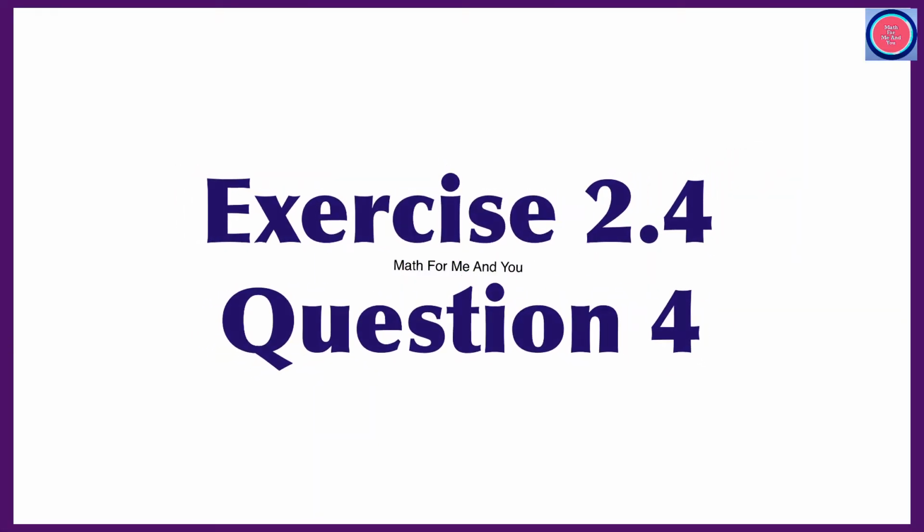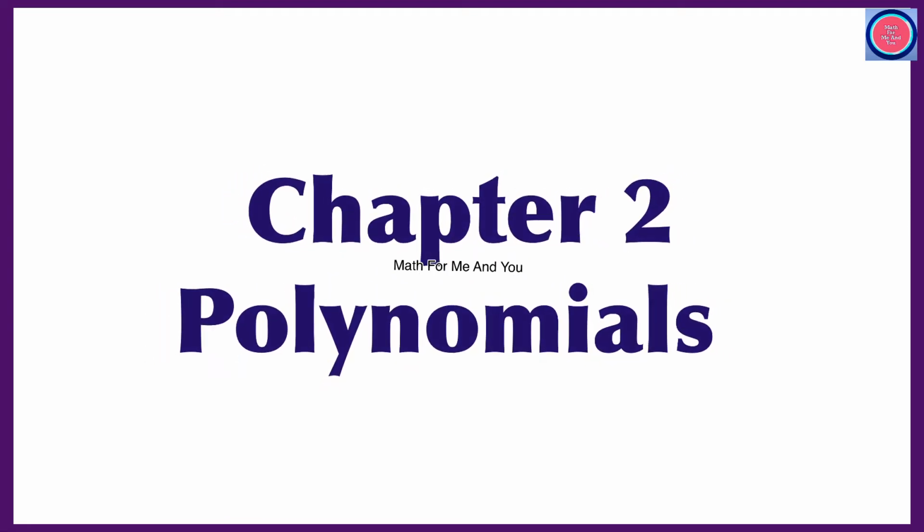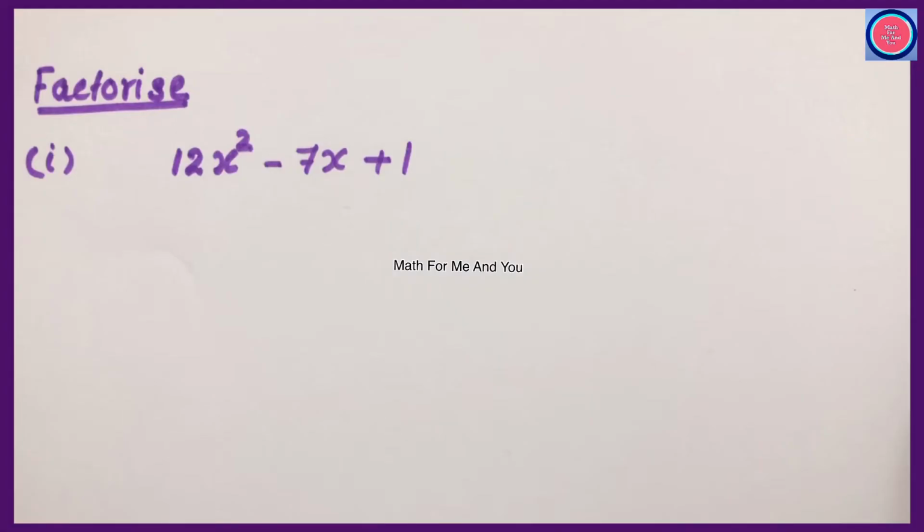In this video we are discussing exercise 2.4 question 4 from the chapter Polynomials. The question is factorize 12x square minus 7x plus 1. This is a quadratic polynomial. What is the meaning of quadratic polynomial? A polynomial with the variable having highest power 2. Here the variable x has the highest power 2. And here we get two factors because it has two roots. Here we are going to split the middle term and find the factors.